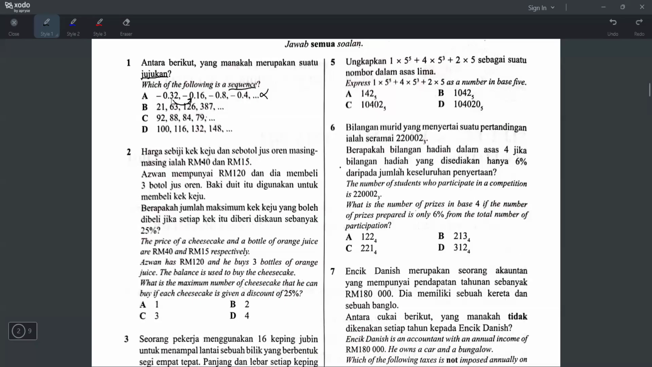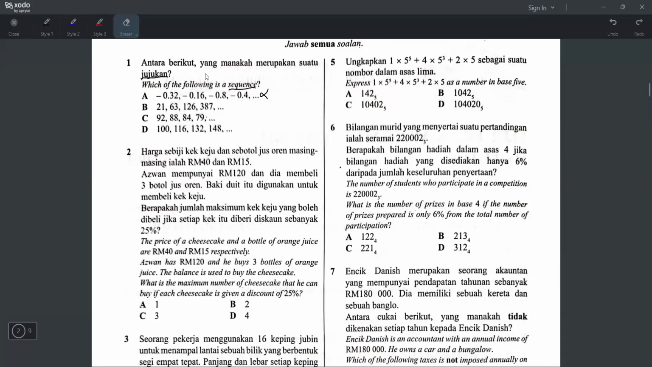If you want to know tambah berapa, you can take negative 0.16 minus bracket negative 0.32. My calculator gives me 0.16. It means your number is getting bigger and you have to plus 0.16, right? But if you take negative 0.16 plus 0.16, confirm you won't get negative 0.8, because negative 0.8 is smaller than this number. Negative 0.16 plus 0.16 is 0. It's not this. So definitely you cannot plus.